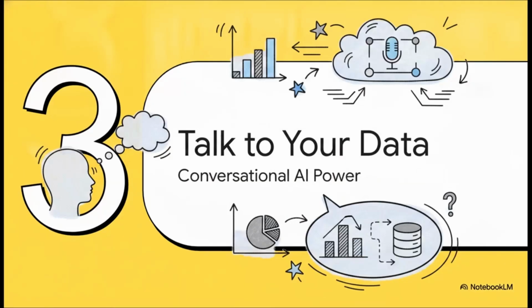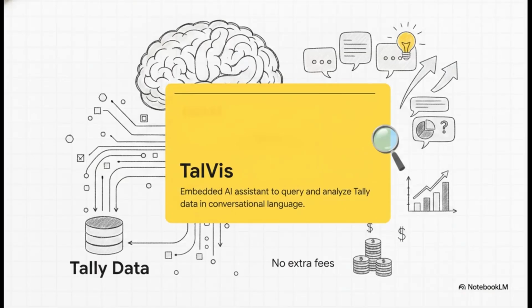Section 3. Talk to your data, the power of conversational AI. So what happens if the specific insight you need isn't sitting right there on one of those pre-built dashboards? Well, that brings us to Talvis. This is an embedded, intelligent AI assistant inside VaultBooks that acts exactly like a data analyst sitting right beside you. This isn't just some generic chatbot. This allows you to query, analyze, and summarize your actual Tally data using natural conversational language. And the absolute best part? There are no extra analysis fees piling up while you try to understand your own business.